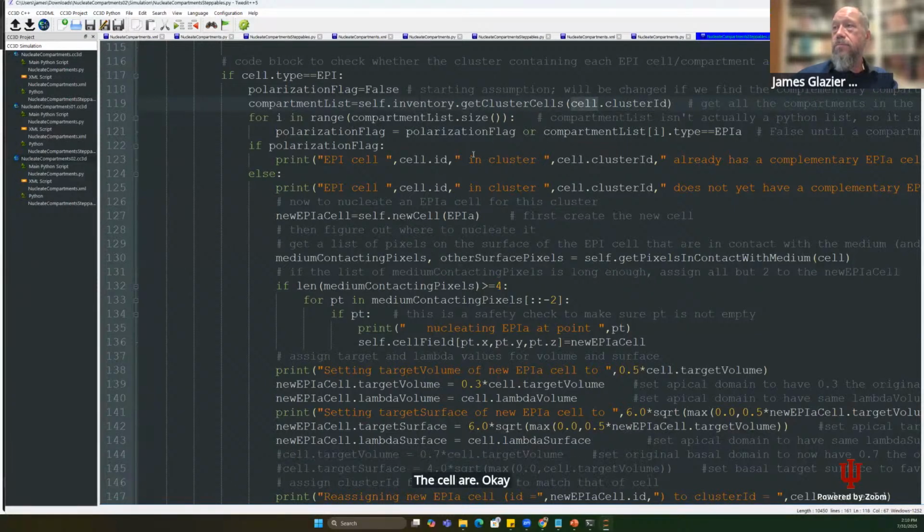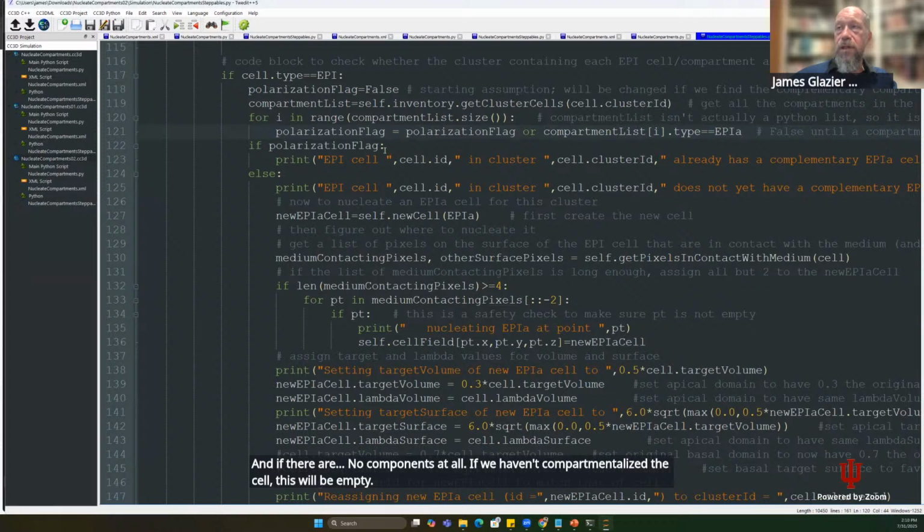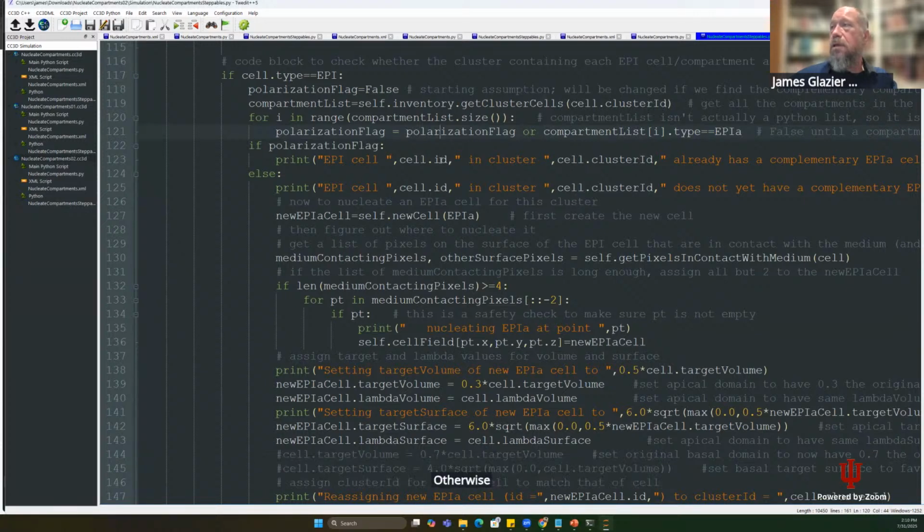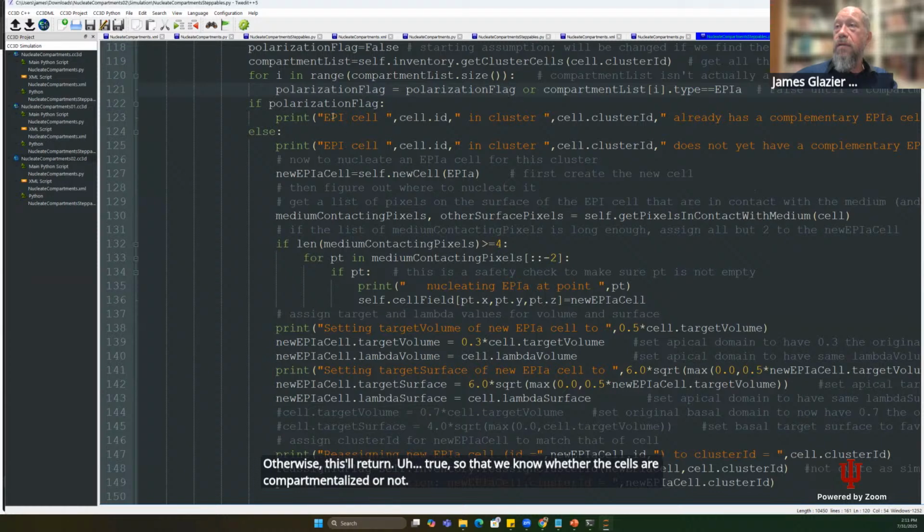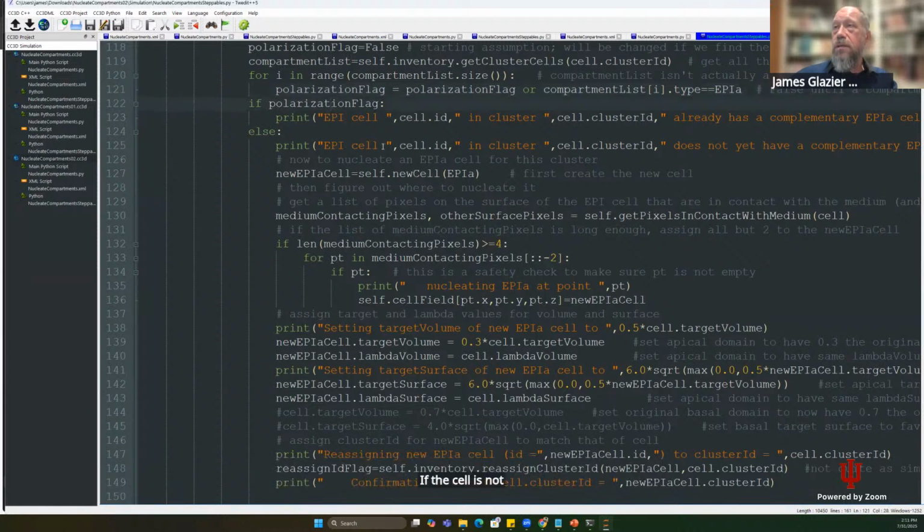Okay? And now we're going through that list of components. If there are no components at all, if we haven't compartmentalized the cell, this will be empty, in which case we'll return false. Otherwise, this will return true, so that we know whether the cells are compartmentalized or not. If the cell is compartmentalized, we say that it is.